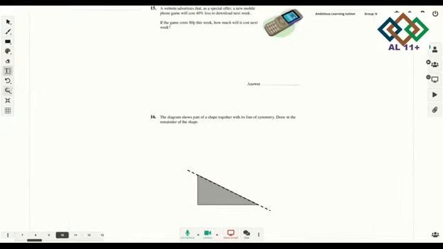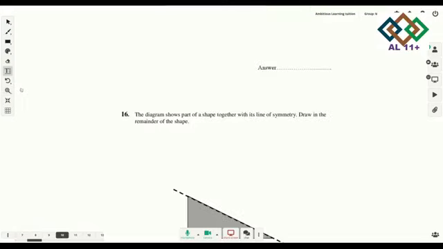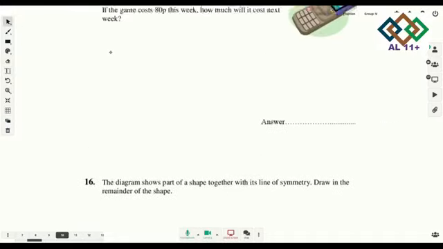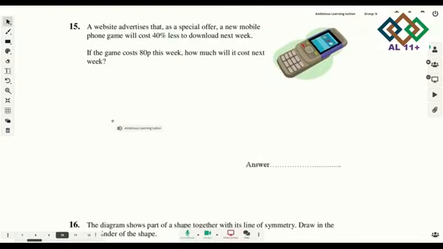Let me zoom in again. The next one is: a website advertises a special offer, a new mobile phone game will cost 40% less to download next week. If the game costs 80p this week, how much will it cost next week? So you need to find out first 40% of 80p.